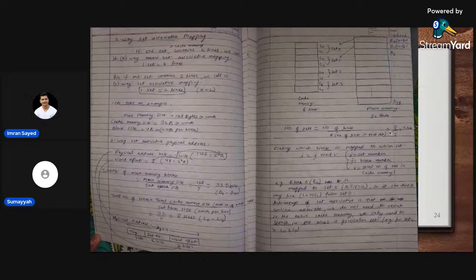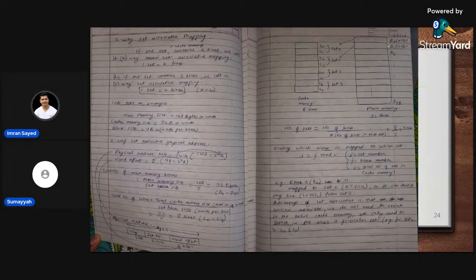Now, how do we know the number of sets? So the number of sets equals the number of lines, 8 lines, divided by the number of lines in each set. This is a two-way set associative mapping. That's why there will be two lines in each set, so we divide by 2. So there will be 4 sets in total: 0, 1, 2, 3.